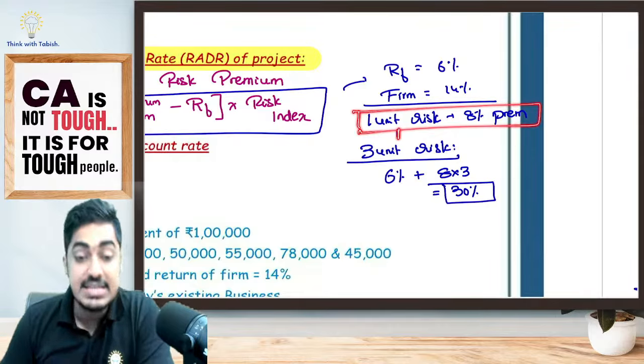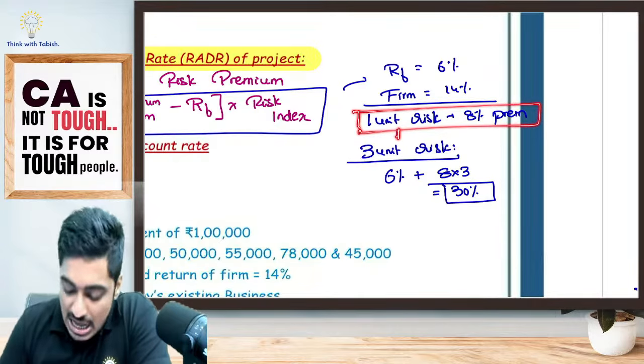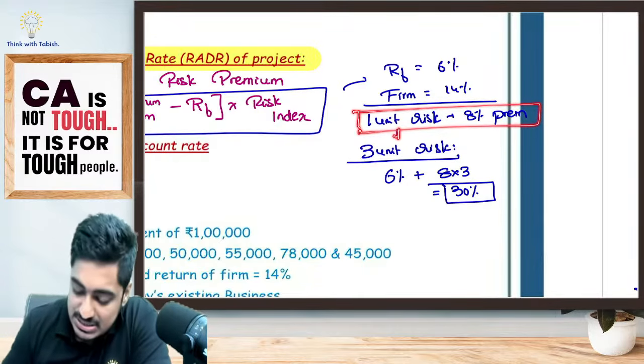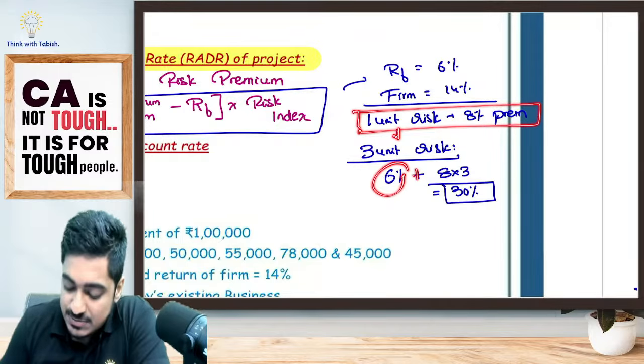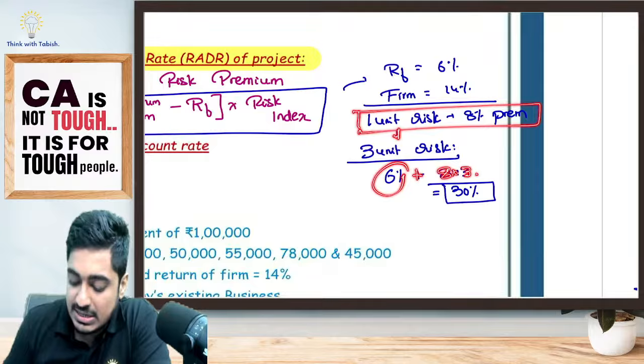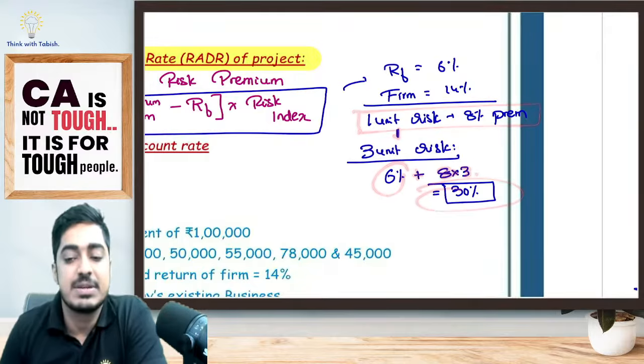The new project is 3 times risky. That means how much total return do I want? I will tell the boss 6% in any case I want. Yes, for every unit of risk, an 8% premium I want. That means for 3 times risk, 8 times 3 is 24, plus 6, so 30% I want.